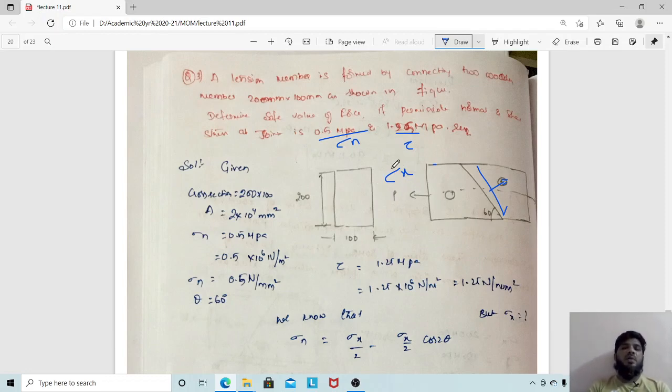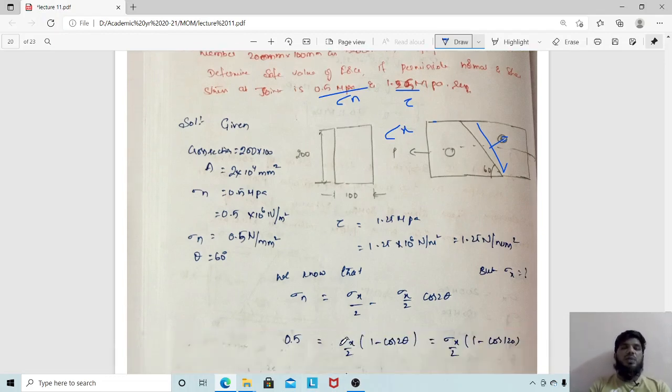We know the formula between sigma x and sigma n. What is that formula? Sigma n is equal to sigma x by 2 minus sigma x by 2 cos 2 theta. Again I have repeated, in sigma n always it will be a cos theta. Okay, so what is sigma n value?